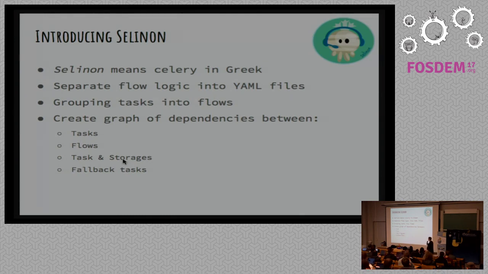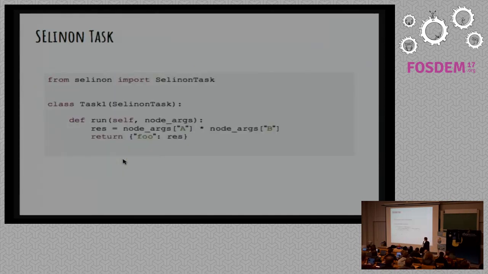What Selinon offers is to separate flow logic from your task logic. That means you implement a task, and then you provide a configuration, a simple YAML file, which states how these tasks should be grouped. It also allows you to model dependencies between these tasks, use different storages, and recover from failures. So let's take a look.